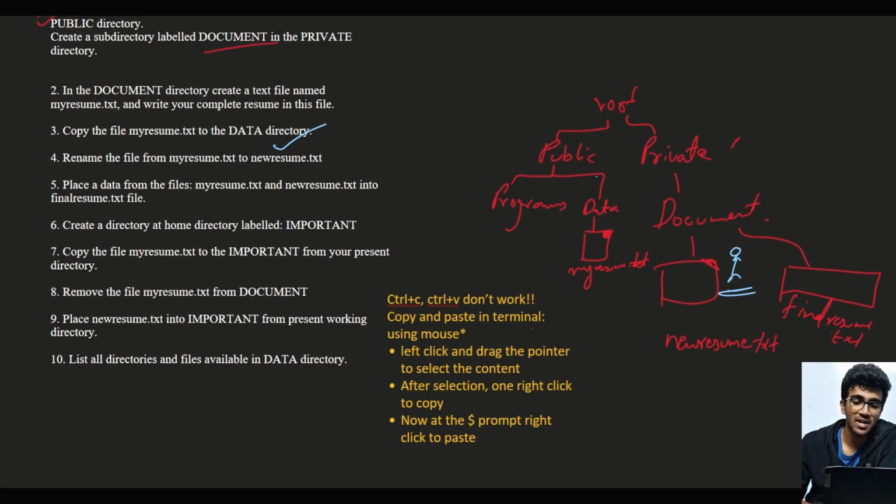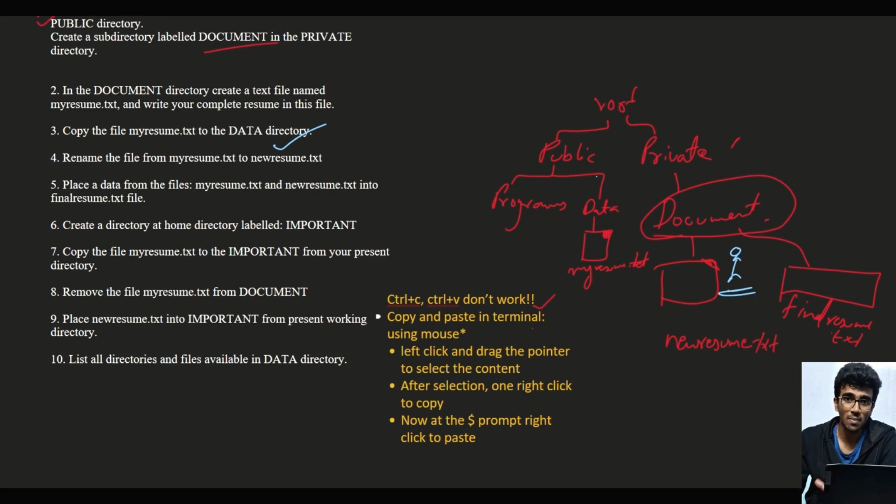So after we have created final resume.txt by combining new resume.txt and my resume.txt, final resume.txt gets added into the document directory. Because we did not specify any address, it directly gets stored in the document directory itself. Now, one important thing: when you type pwd and get the address, Control C and Control V do not work. Unlike in Windows, Control C and Control V do not work for copy and paste.